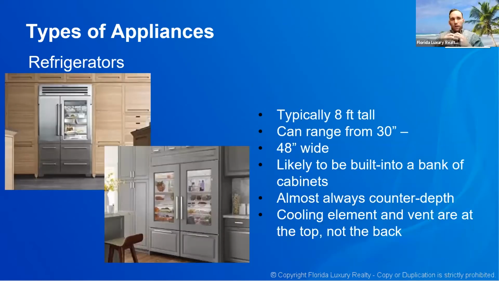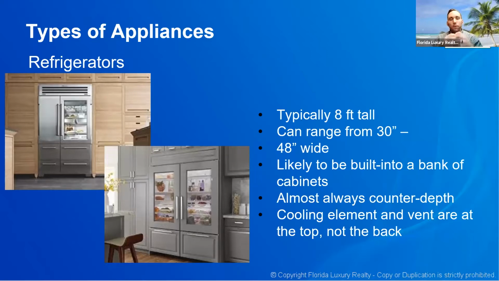Now, when it comes to appliances, specifically refrigerators and freezers, when you get into these high-end homes, and that's specifically what we're talking about now, is what you're going to find in these high-end homes. Typically, one of the biggest differences, these refrigerators are going to be 8 feet tall. So they're going to be significantly taller than your standard 5.5, 6 foot, 6.5 foot fridge that you're going to find in a regular home. They can range from 30 to 48 inches wide. So they're going to be typically a little bit wider than your 15 or 20 cubic foot refrigerator freezer combo.